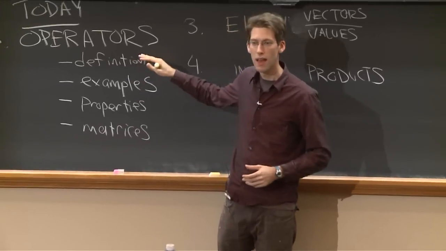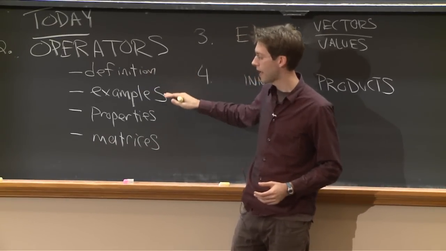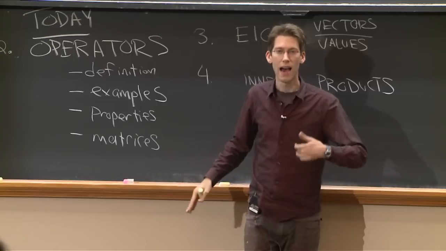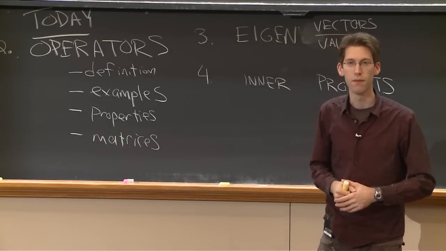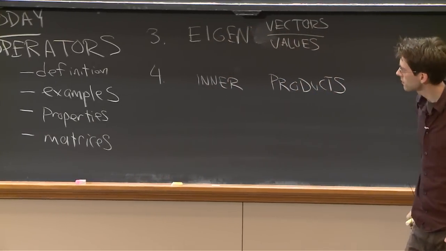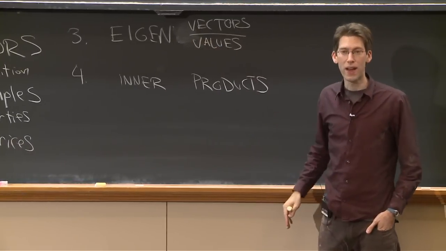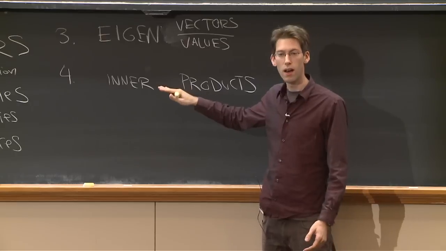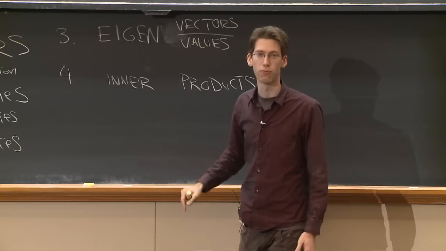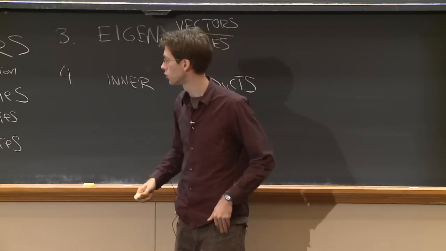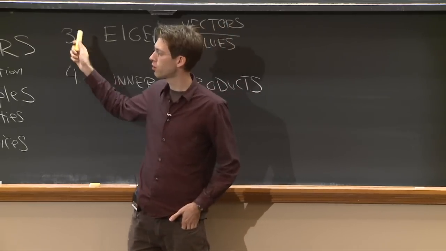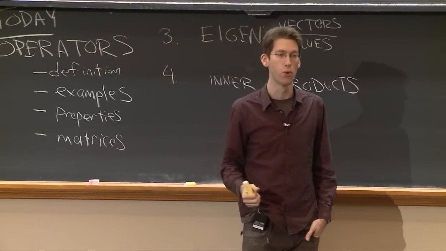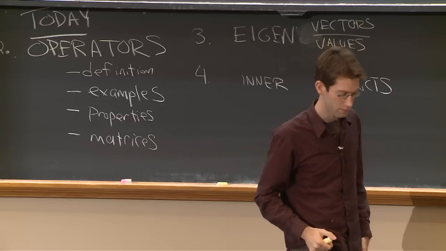So we'll talk about how to define operators, some examples, some of their properties, and then finally how to relate them to the familiar idea of matrices. I'll then talk about eigenvectors and eigenvalues from this operator perspective, and depending on time, say a little bit about inner products, which you'll hear more about in the future. And these numbers here correspond to the sections of the notes that these refer to.